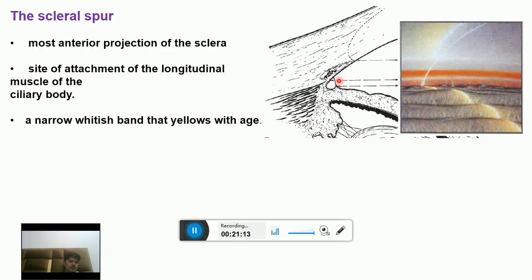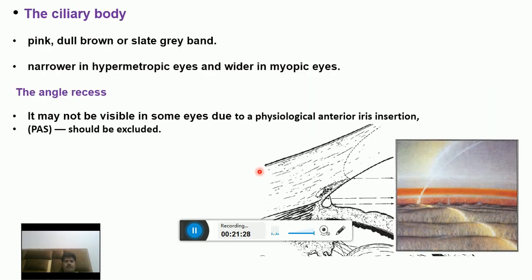Gonioscopically, it is situated immediately posterior to the trabeculum and appears as a narrow whitish band that yellows with age. Next is the ciliary body. It stands out just behind the scleral spur as a pink, dull brown or slate grey band.